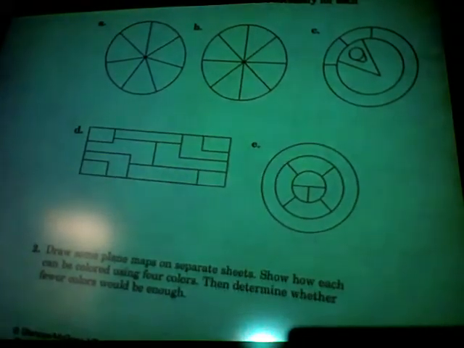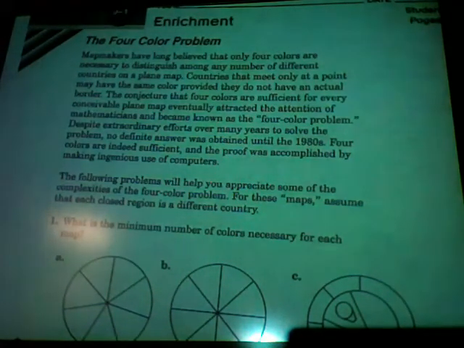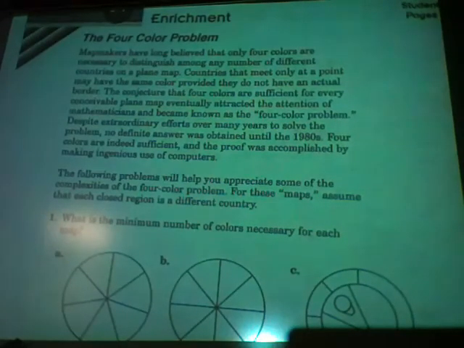Then I also added to the back of this an enrichment. It's really rather fascinating. That's because I like math. You might not find it so fascinating. This is extra credit. Woohoo! How much? I don't know. But essentially what it says is map makers have long believed that only 4 colors are necessary to distinguish among any number of different countries on a plain map. Have you ever thought of that before? I've never actually looked at a map of the United States or of the world and said, oh, gee whiz, they only use 4 colors. So let's find out if that's true.